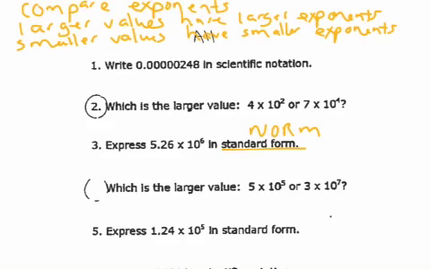So if you took a look at number 2, it asks for the larger value. If I look here, always check your exponents. My exponent is a 2, my exponent is a 4. 4 is larger than 2, so that's why 7 times 10 to the 4th is larger. Like I said, when you're looking for larger or smaller values, just look at your exponents.